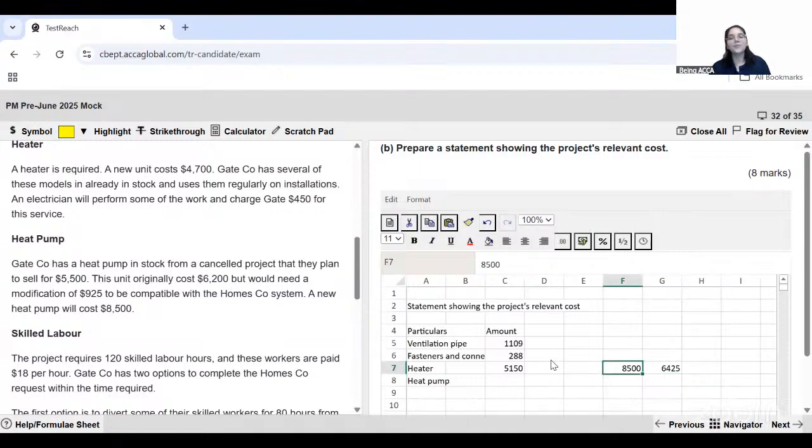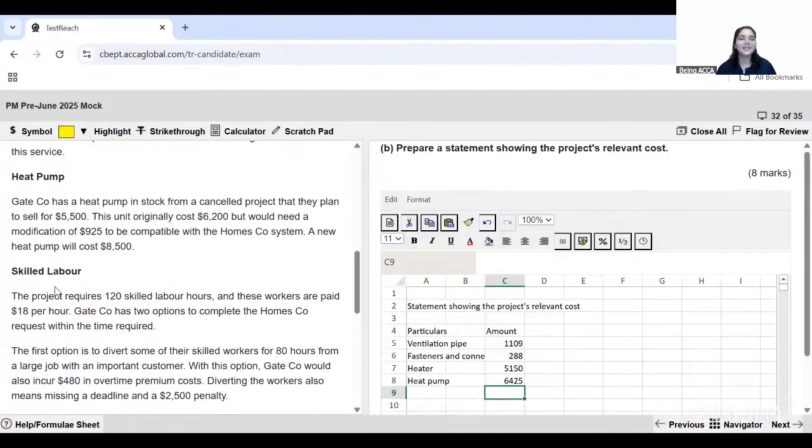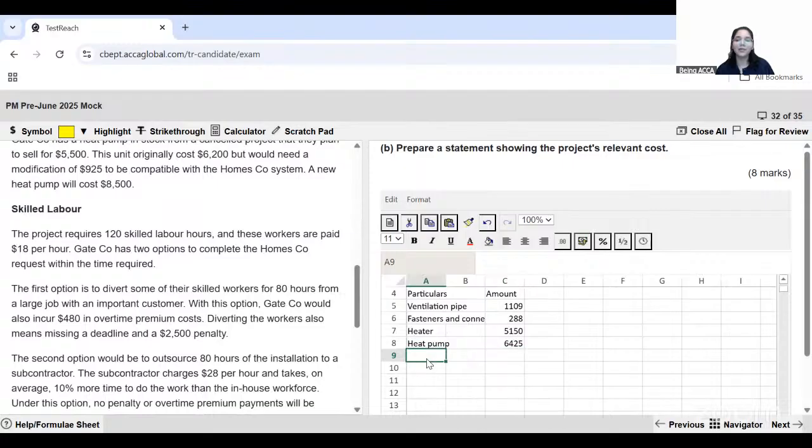Out of the two options, we can see the first one is better, where we are using the earlier one only and getting it modified to meet the requirements as per Homes Company. So 6,425 will be my heat pump cost. Now let's go further about the skilled labor.